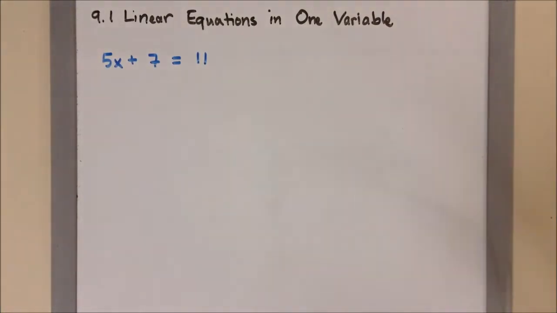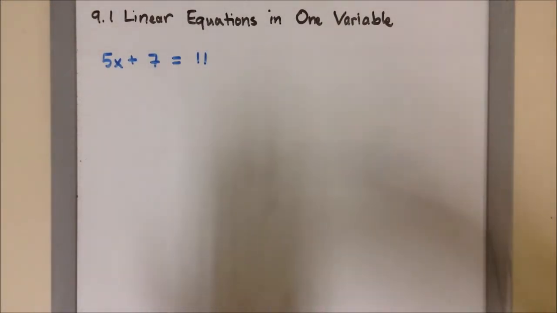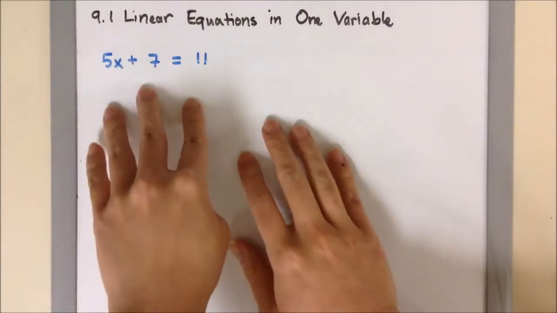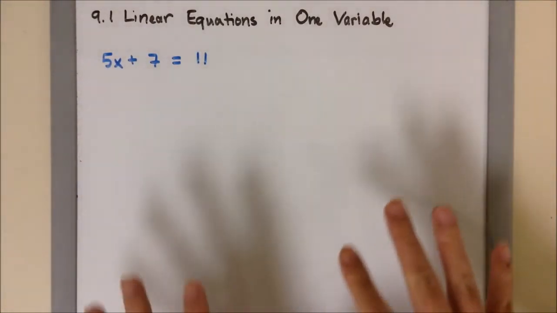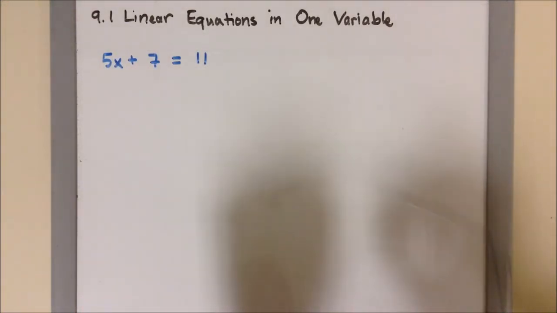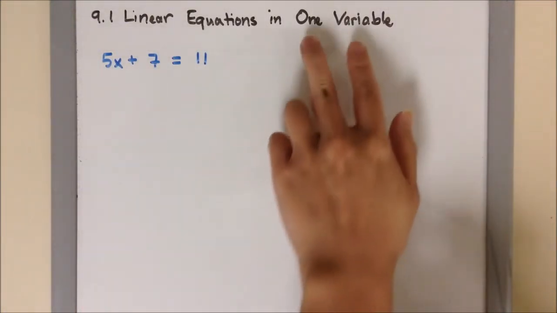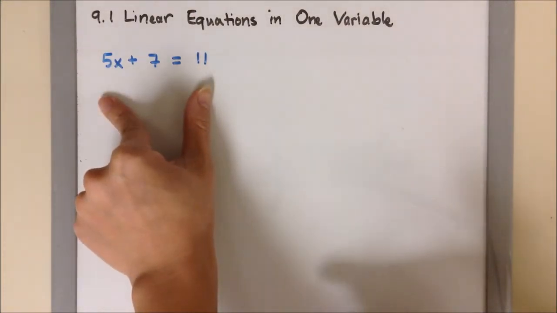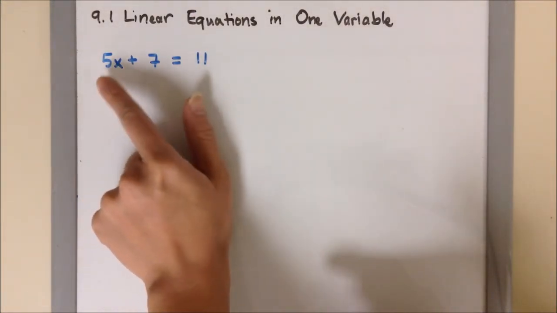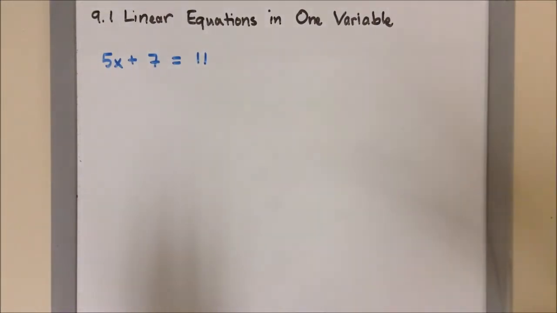Now, in this chapter and the sections that we're going to cover later on, we're also going to be covering two variables, meaning that you're going to have two letters within an equation or a given inequality. But for this section, 9.1, we're just going to focus on an equation that only has one variable or one letter. In this first example, we have this equation where it's just only x. Alright, so let's focus on the first example.